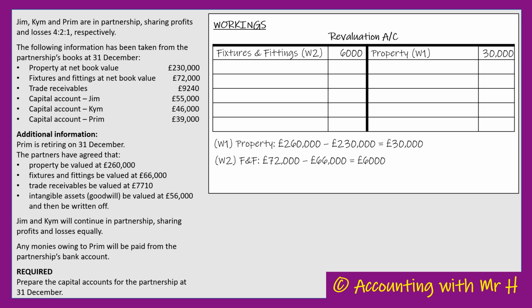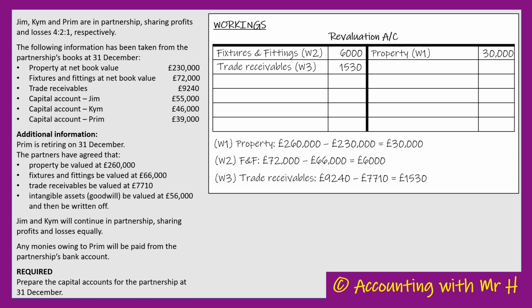They've got a value in the books of 9,240, but they've agreed they should actually be valued at 7,710. So there it is, the difference is 1,530. Again, visualize the T account. Trade receivables are an asset, so the balance is currently on the debit, 9,240. In order to reduce that, we've got to put 1,530 on the credit of trade receivables, which means we've got to debit the revaluation. Maybe they've realised one or two of those receivables are very unlikely to pay. So again, before Prim leaves, or as she leaves, it's only right that she suffers some of that loss.